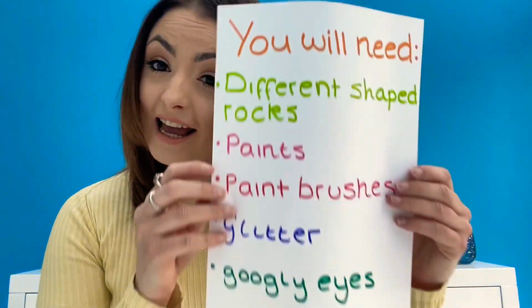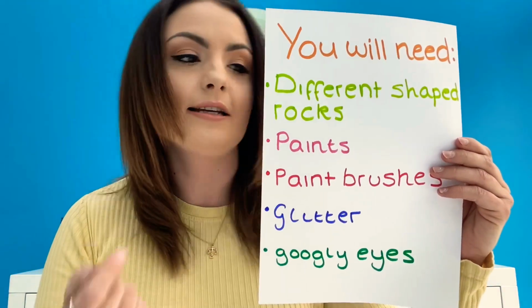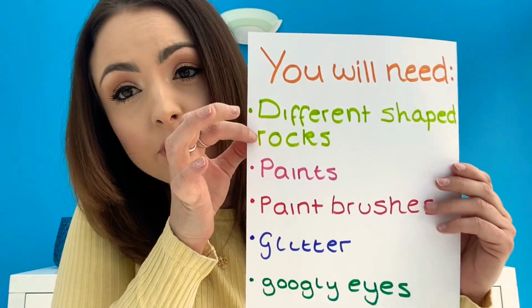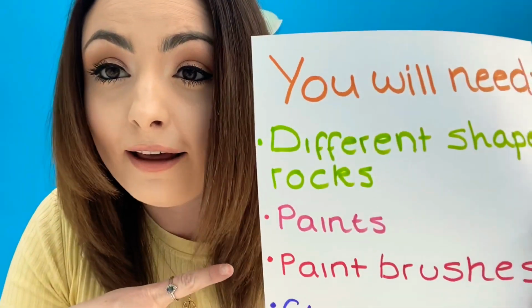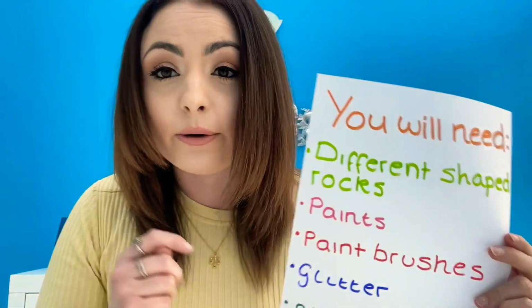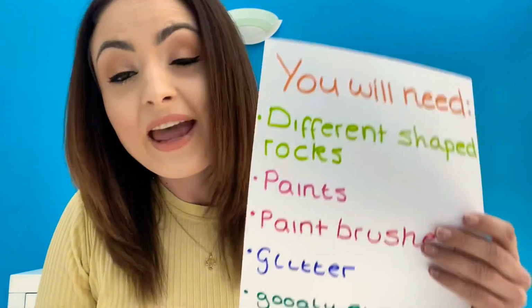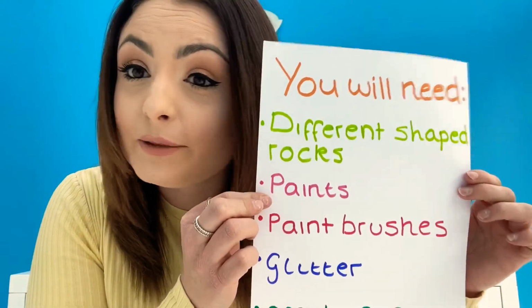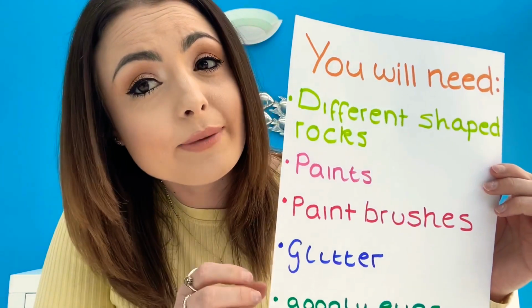Okay, so today you will need different shaped rocks. So we're going to go out together and get different shaped rocks. You can go into your garden, and if you don't have a garden, you could go for a walk, get your one bit of exercise, and collect lots of different shaped rocks, different shapes, sizes, colours. You'll also need paints, any colours, the more colours the better.